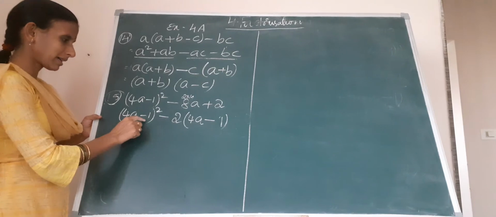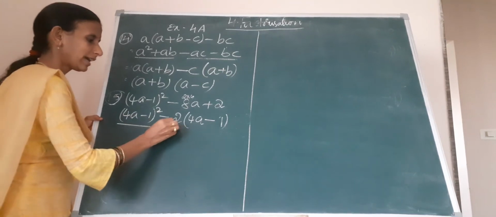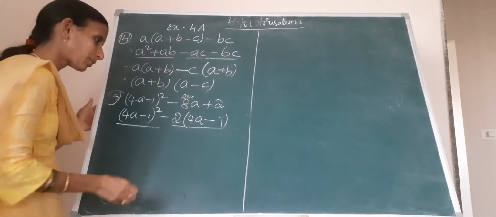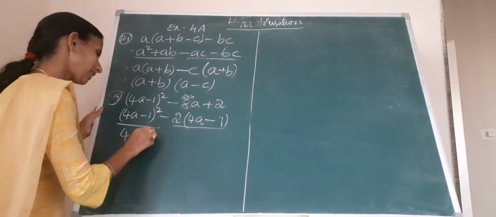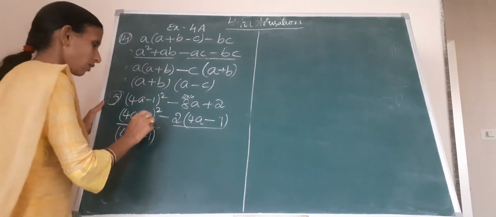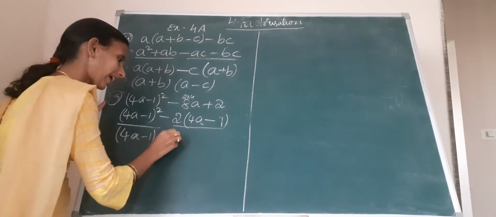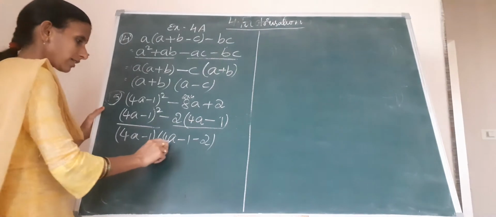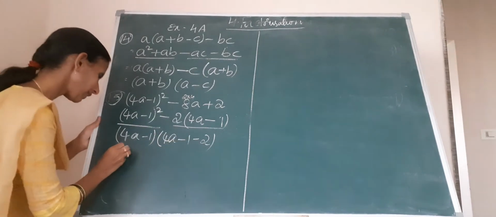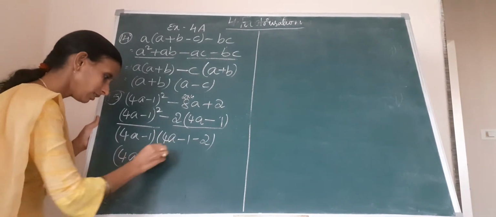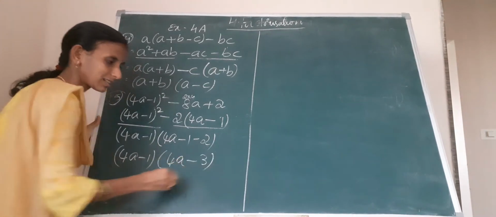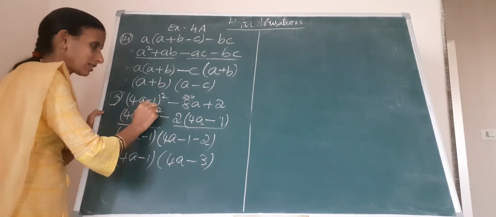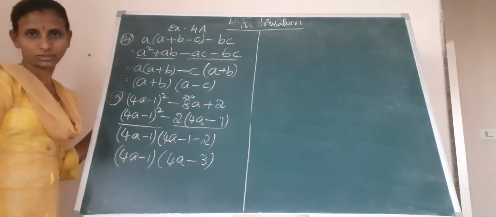Now we see 4a minus 1 whole square. Now this is one term and this is one term. In these two terms what is common? 4a minus 1 is common. So 4a minus 1 we have taken it out. Now what is remaining in this? 4a minus 1 and here minus 2. So here we have both numericals. So what do we get? 4a minus 1, 4a minus 3. Okay. So this will be the factors of this 4a minus 1 whole square minus 8a plus 2.